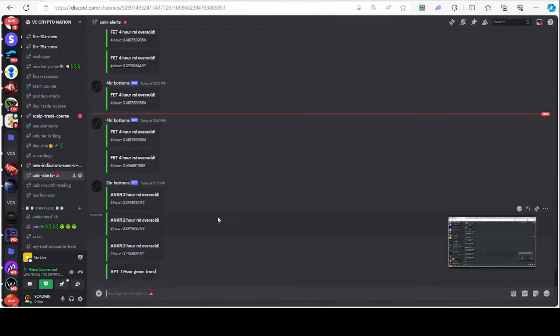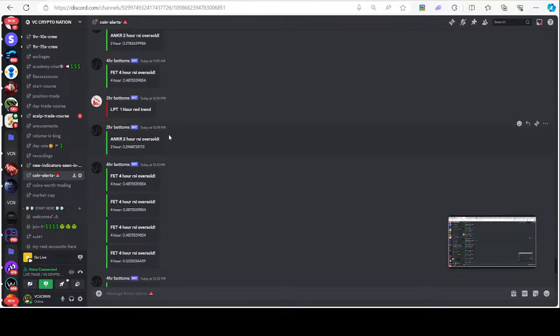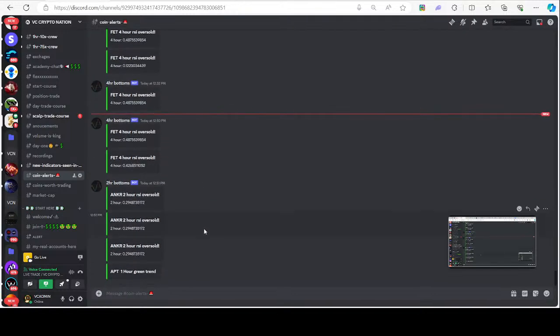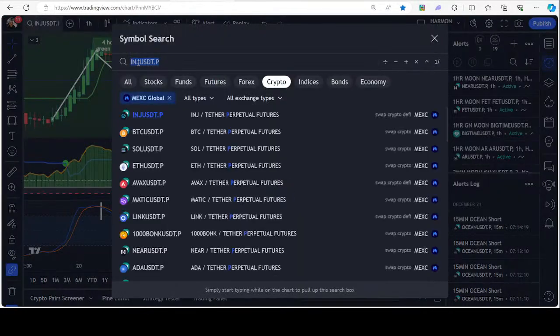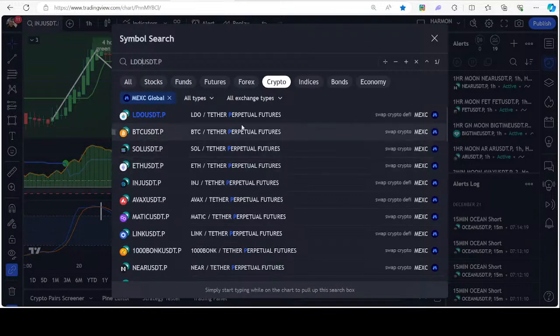Ah, here we go. We got Anchor. We got APT. LPT. That's the one I was looking for. All right. So here, Anchor, RSI oversold. Let's go look at Anchor real quick. So right now, I wouldn't be looking for shorts. Market's pretty hot right now.